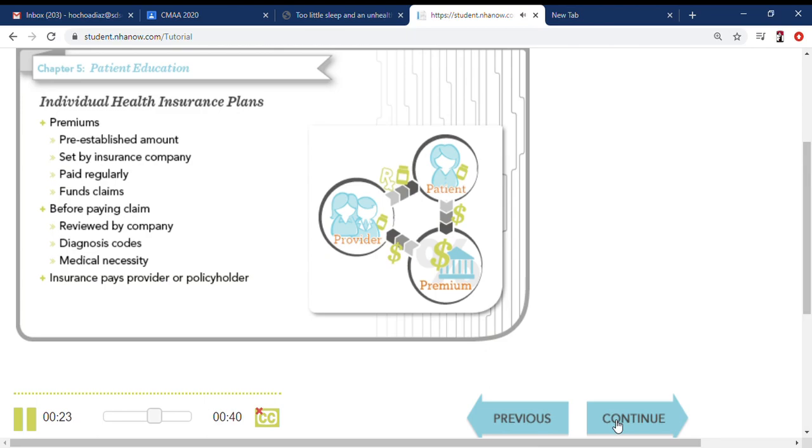Before paying a claim, the company reviews it carefully to make sure the plan covers the service. It also checks the diagnosis codes to make sure the services are medically necessary. After these steps, the insurance company pays either the provider or the policyholder.